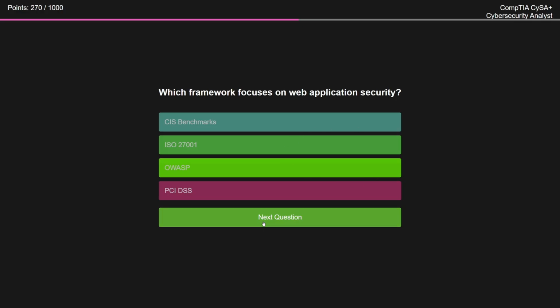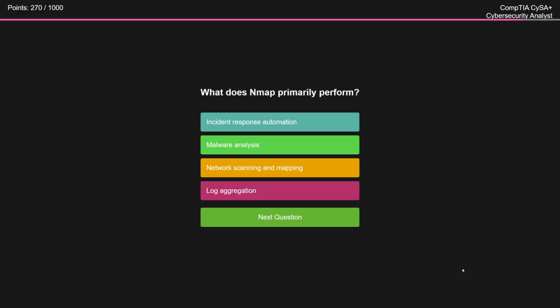But let's go to the next question. What does Nmap primarily perform? We know this one, but let's read out the question. Incident response automation, malware analysis, network scanning and mapping, log aggregation. So the right one for this would be network scanning and mapping. So what does Nmap primarily perform? Network scanning and mapping. So they're trying to scan the network, see what ports are open, see what the different scans bring up. So that's what Nmap does.